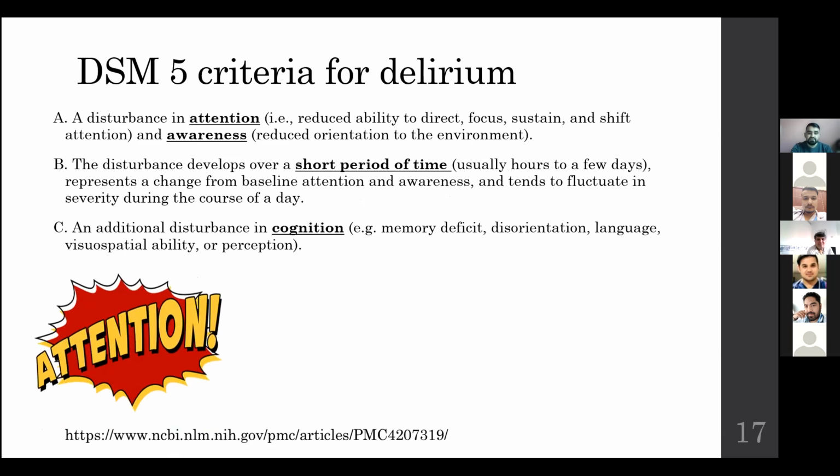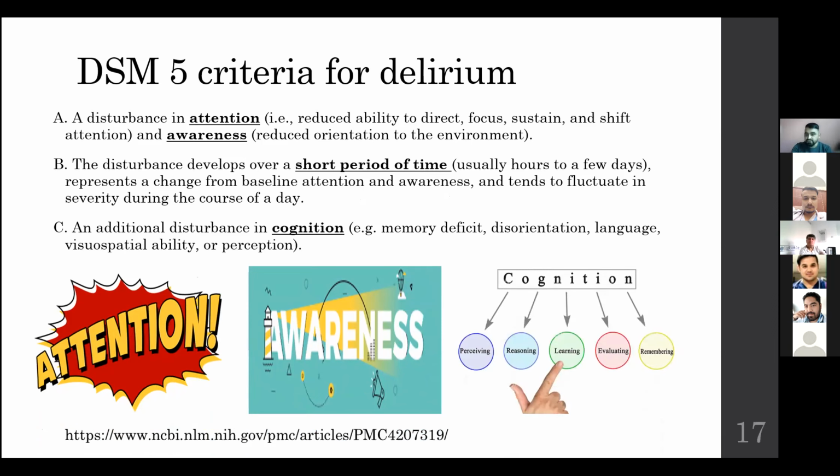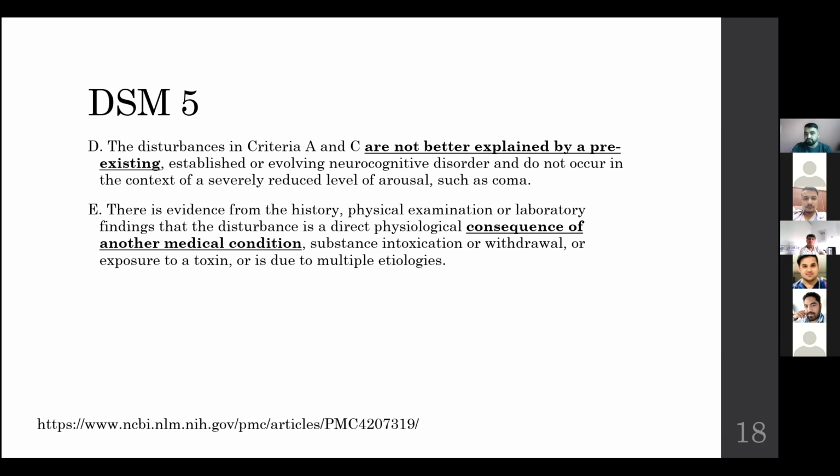So this is the DSM-5 criteria. There should be disturbance in attention and awareness, which should develop over a short period of time. There should be additional disturbance in cognition, like perceiving, reasoning, learning, evaluating, and remembering. These are the 3 points. The 4th point says these 3 disturbances should not be explained by a pre-existing medical condition. And the 5th point says this condition is a direct physiological consequence of another medical condition. These are the 5 criteria.